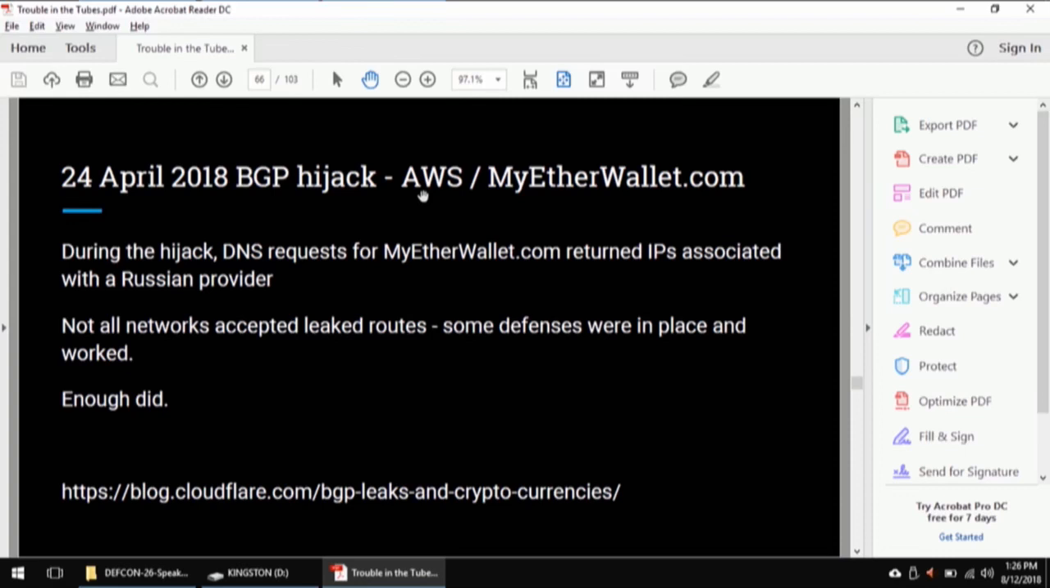Now, there were defenses in place. Not all networks carried the bad routes, but enough did. Really, all you need is one person who's not configured correctly to pass along the information, and all the defenses break down due to these trust relationships.